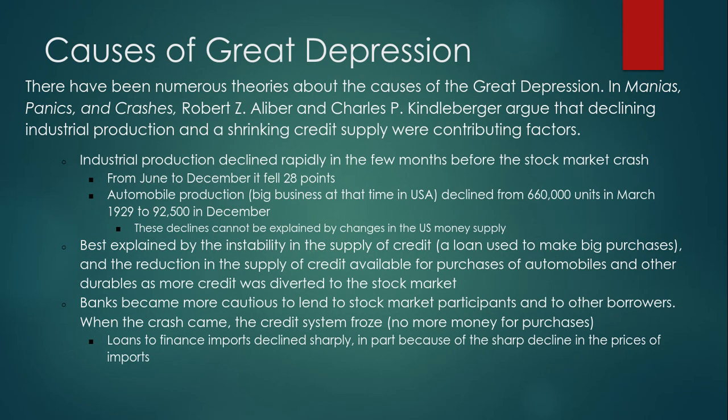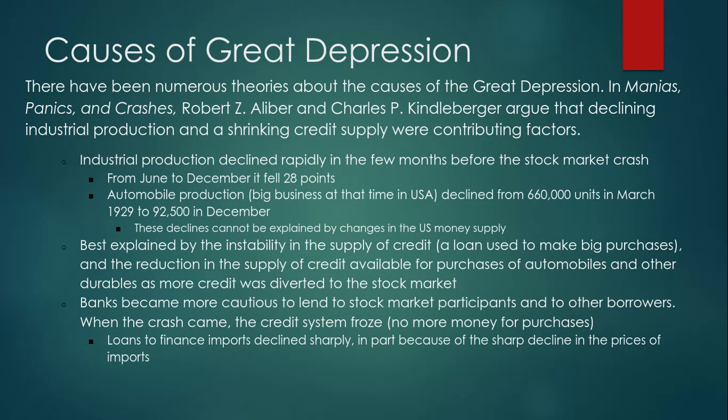So these declines cannot be explained by changes in the U.S. money supply. So this would be arguing against that monetarist depiction of the Great Depression. So they argue that this is best explained by the instability in the supply of credit. Now, credit, this is a loan used to make big purchases, right? Things like a car or a house. So instability in the supply of credit and also the reduction in the supply of credit available for purchases as more credit was diverted to the stock market.